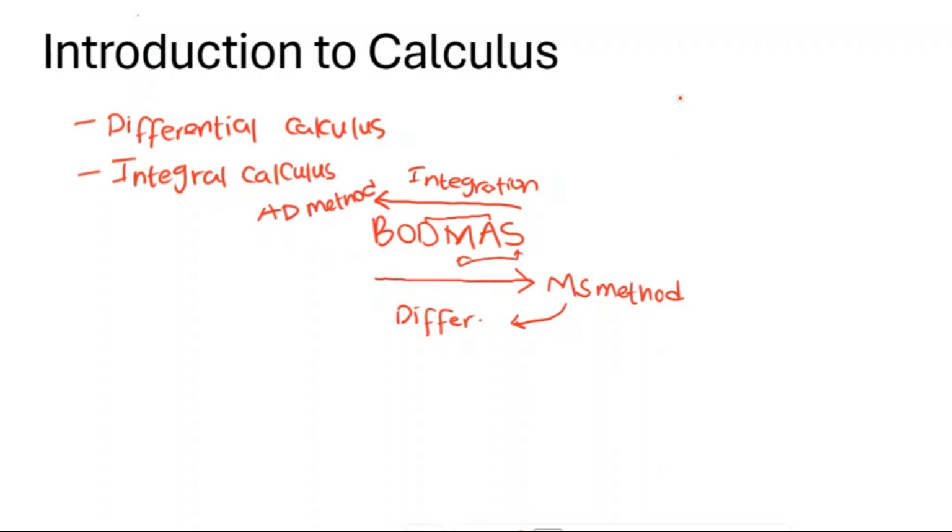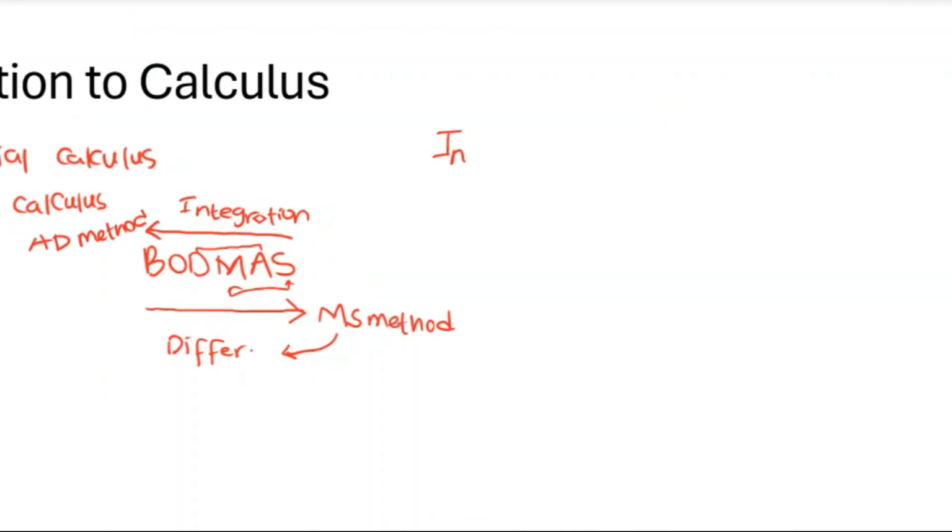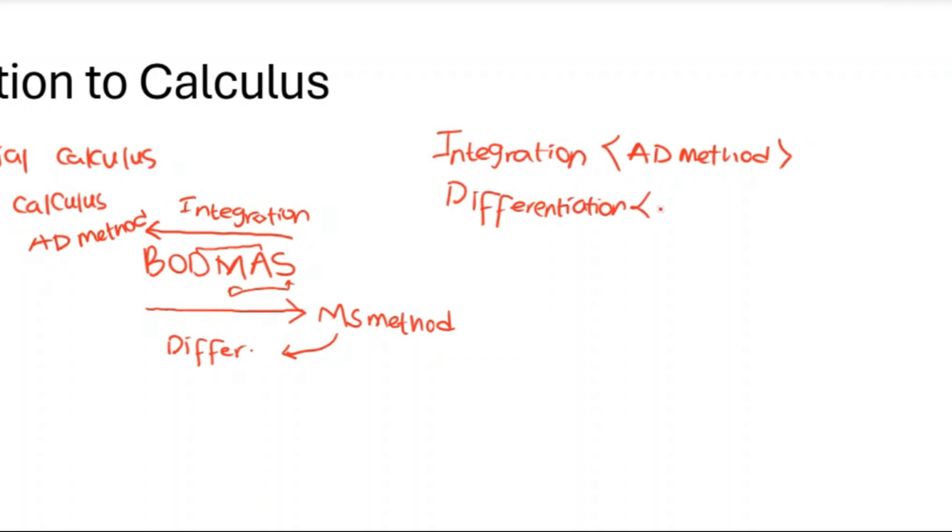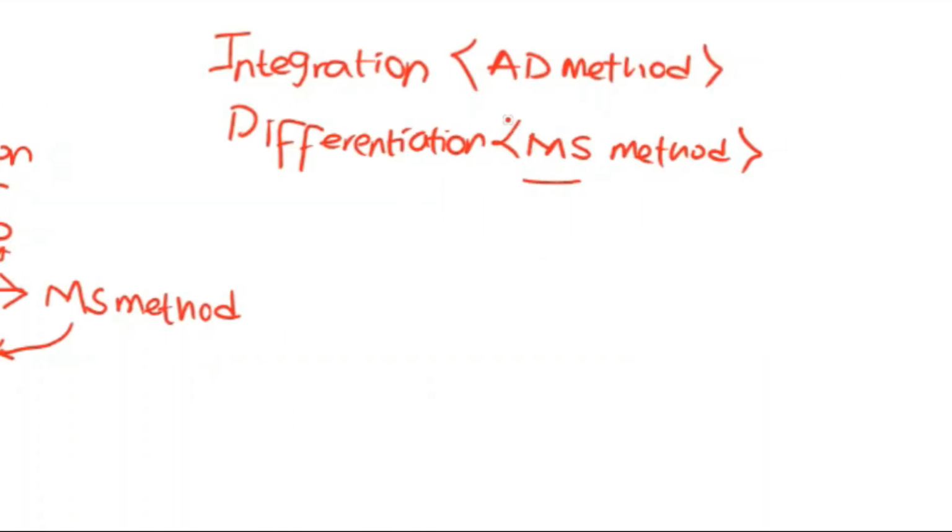So we have derived something now. For integration, we use the AD method, while for differentiation, we use the MS method. Now, in calculation terms, what do we mean by the MS method? What do we mean by the AD method?